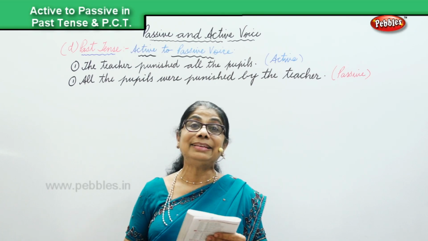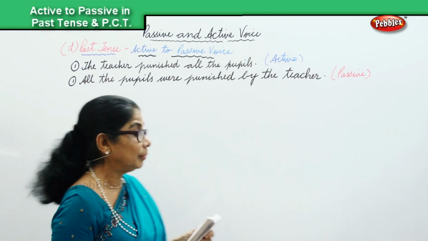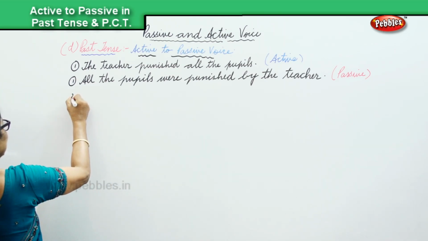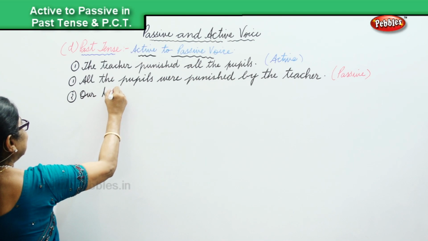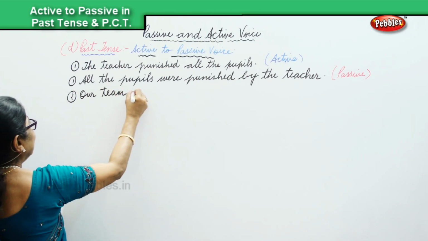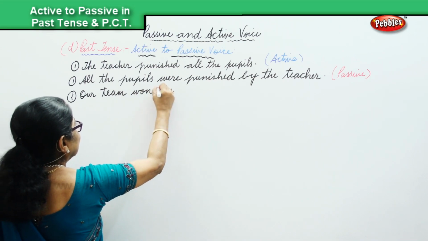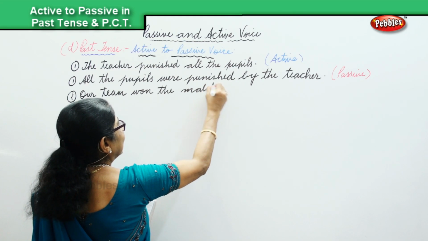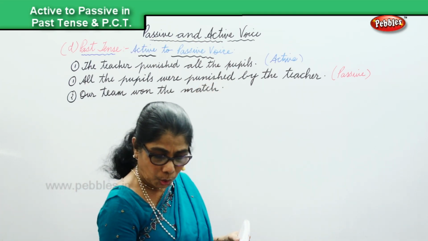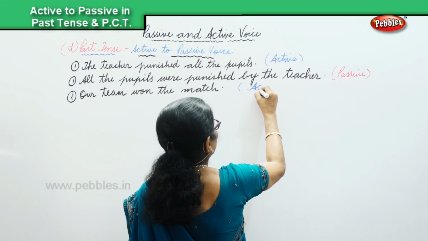Now let's take another sentence. Our team won the match. What's the second sentence? Our team won the match. That's the active. So that is active voice.